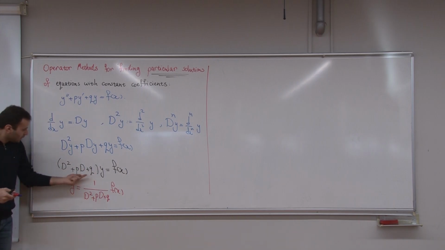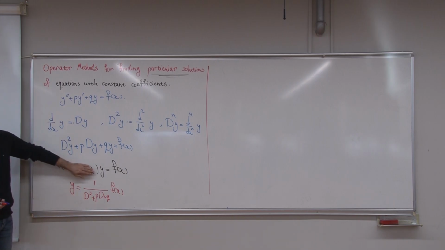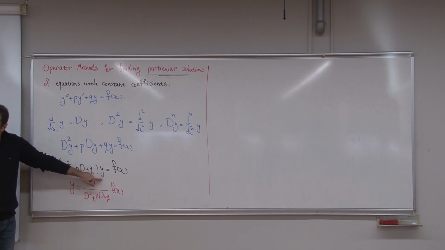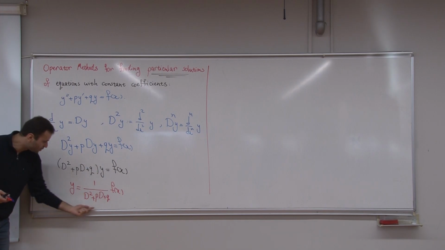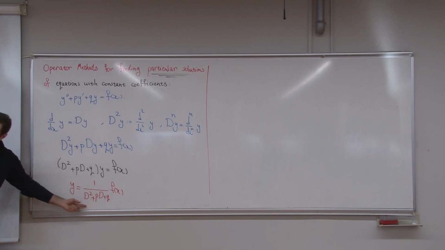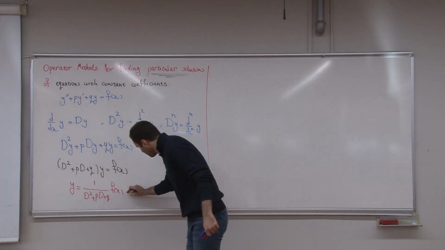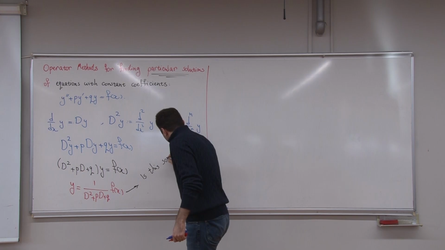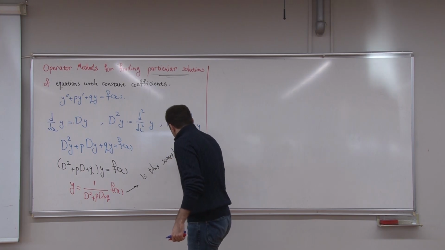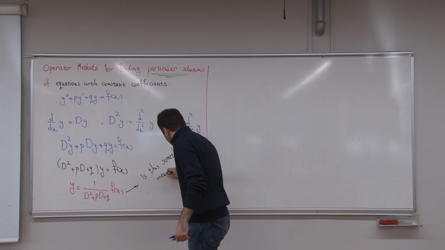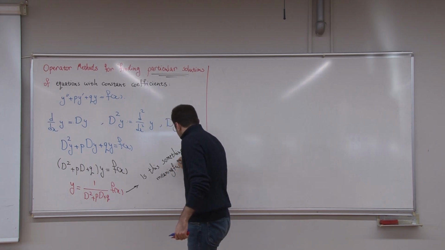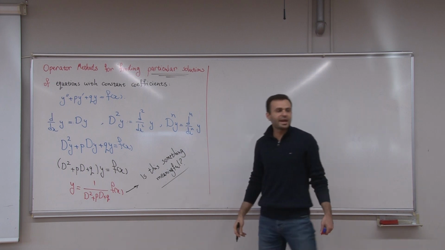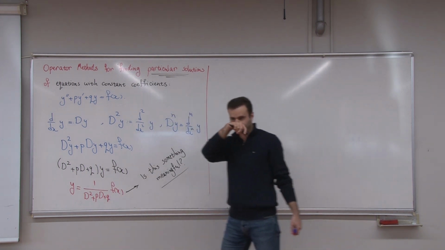We assume that this is not a derivative operator. Assume that this is just some constant, like a polynomial. If I want to find out y, what should I do? I should divide both sides, right? But what is the meaning of this thing? Is this something meaningful? Or how can we make sense of this?